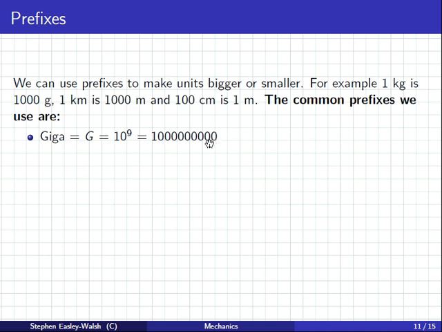What's the name of this number in English? Billion. Billion with a B. Yeah, billion. Okay, next one. Under giga is mega. The letter? M. Mega. 10 power 6. And what is that in English? Million.